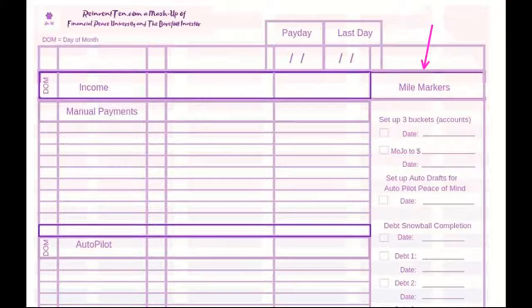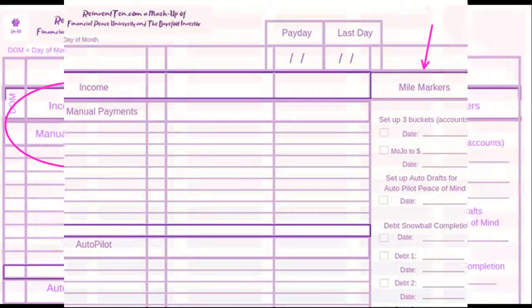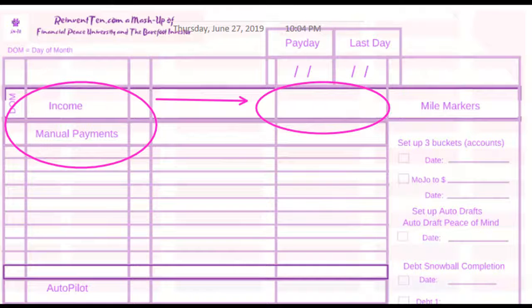Mile marker number 1 on the right hand side of the form. The first mile marker is to set up an account, or if you're an Aussie, set up your 3 buckets. The first account is where you will get your automatic deposit from your employer. It is where all of your manual payments will come from, either because their amounts cannot be precisely predicted or because there is no way to set up automatic bank draft from your autopilot.